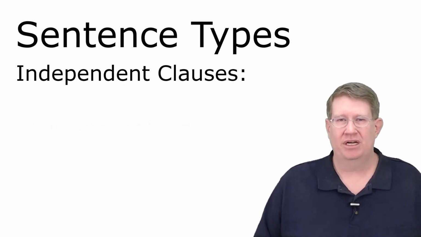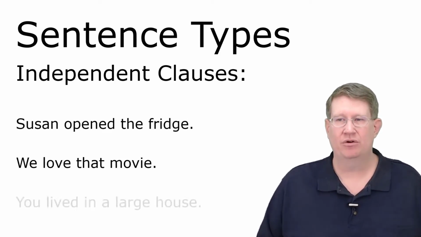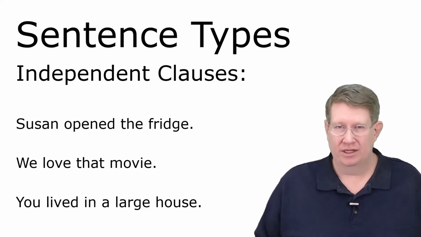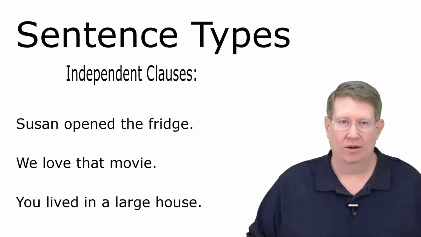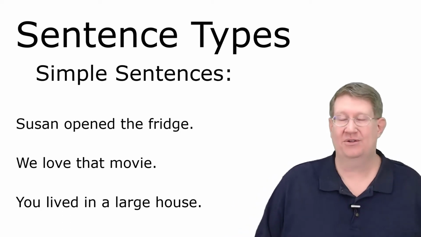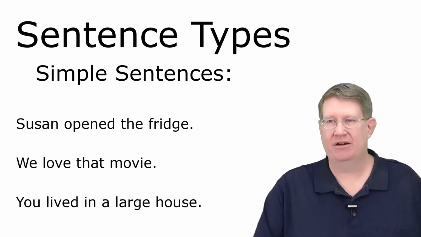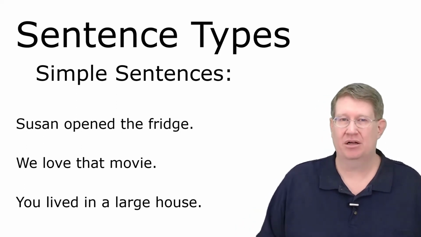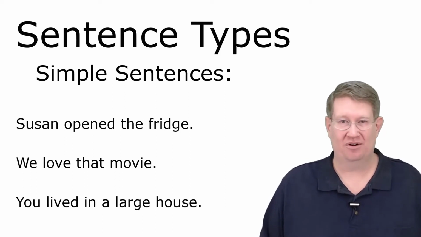So, independent clauses. Susan opened the fridge. We loved that movie. You lived in a large house. These are independent clauses, but watch this. They are also simple sentences. That's right. If I just put a capital letter at the beginning and a period at the end of an independent clause, it becomes a simple sentence. That wasn't so hard. We're already partway done.